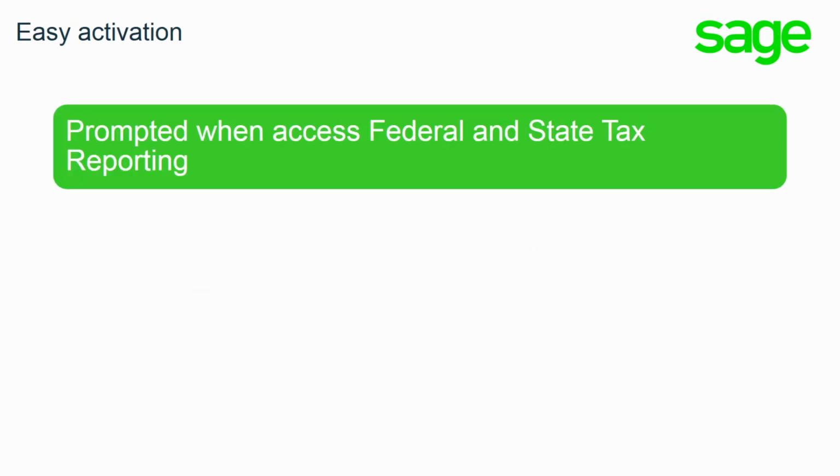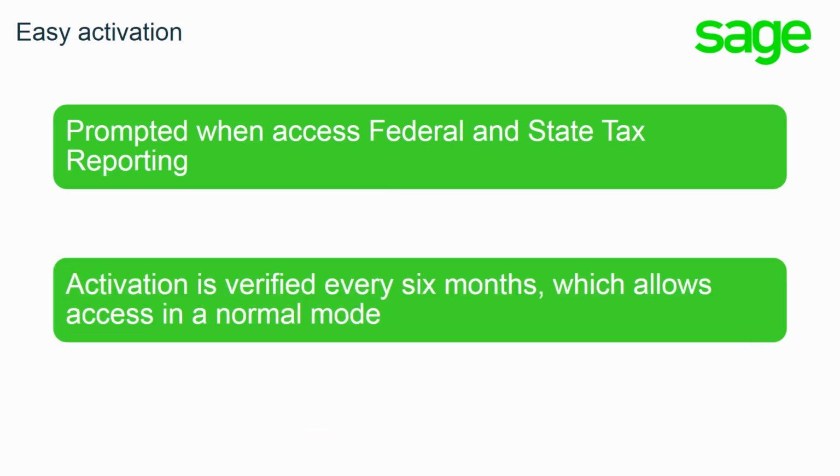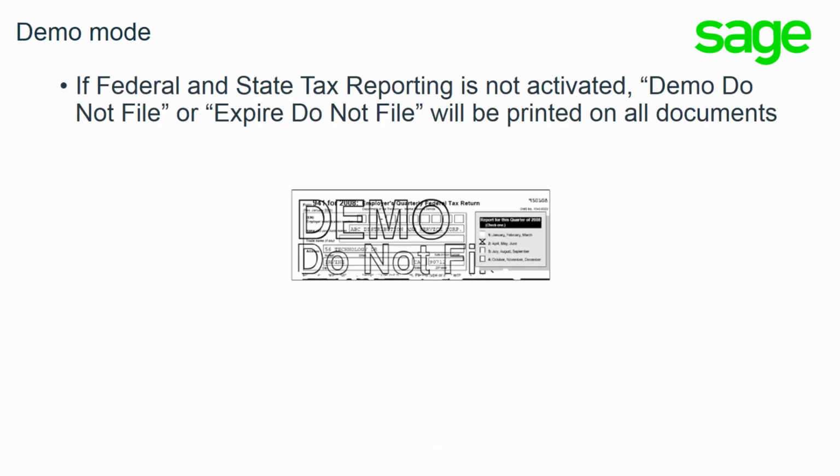You easily can activate it, and you'll be prompted as soon as you access the federal and state tax reporting task, as you can see here. Activation is verified every 6 months, which allows access in a normal mode. And you can see here, if you do not have a business care plan, you can actually access a demonstration mode. If federal and state tax reporting is not activated, Demo Do Not File or Expire Do Not File will be printed on all documents.